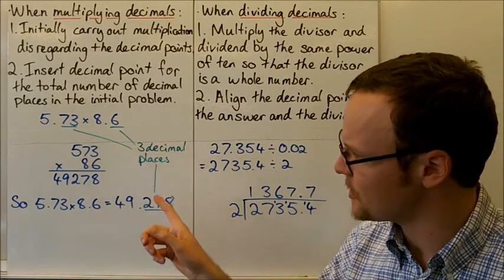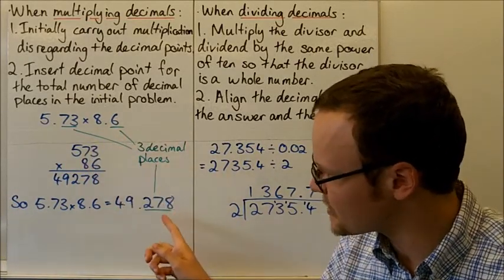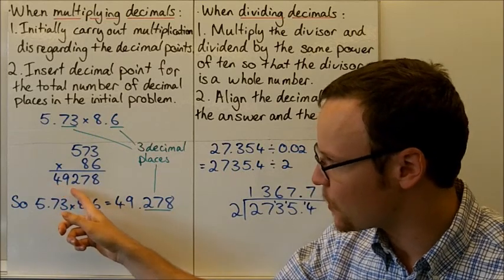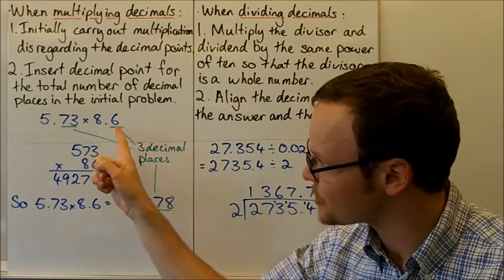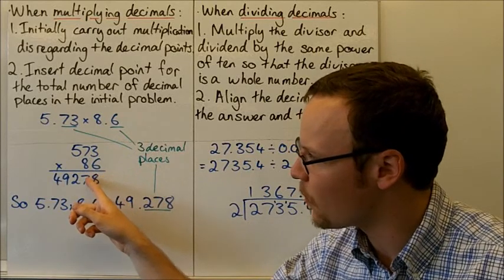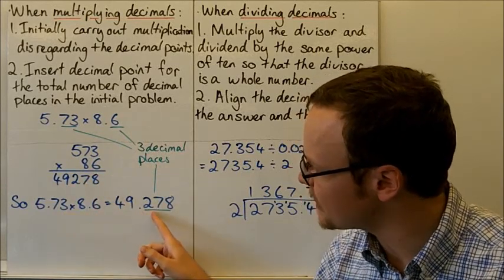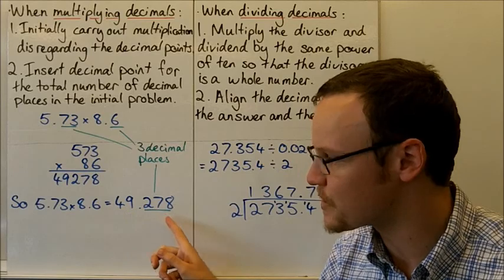Then we insert the decimal point for 3 decimal places. So we get 49,278, we need to insert the decimal point 3 places in, 1, 2, 3. So we'll see here, the answer is 49.278.